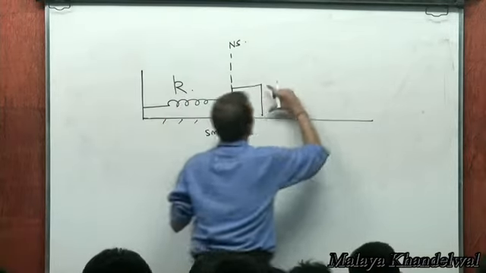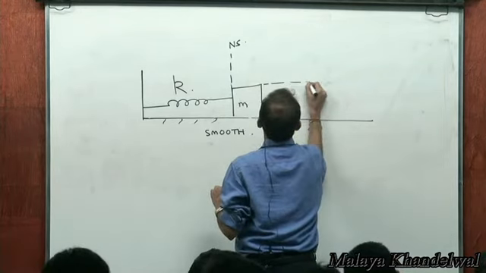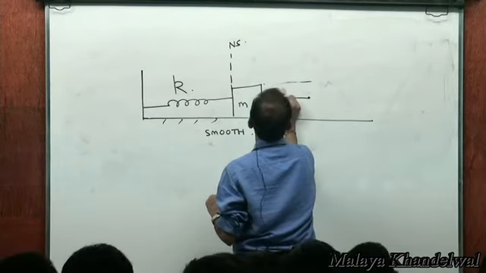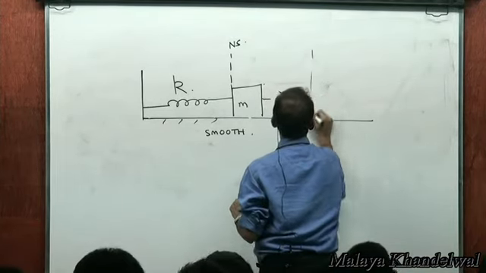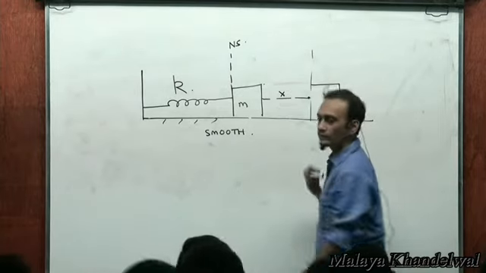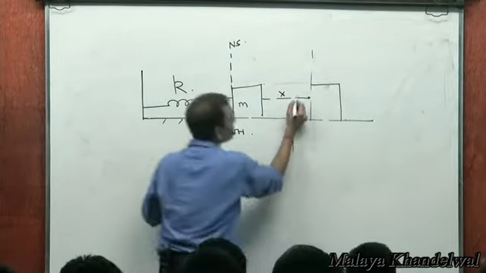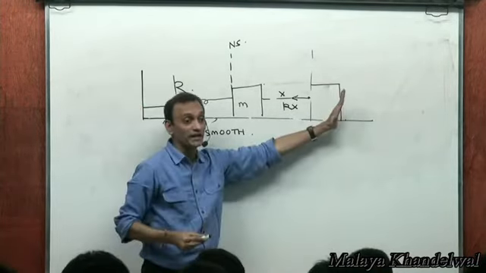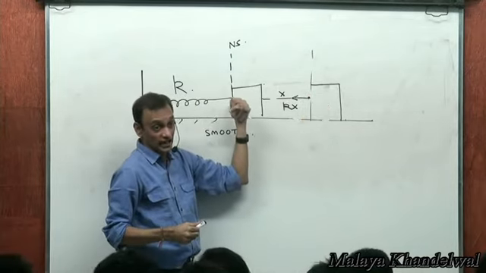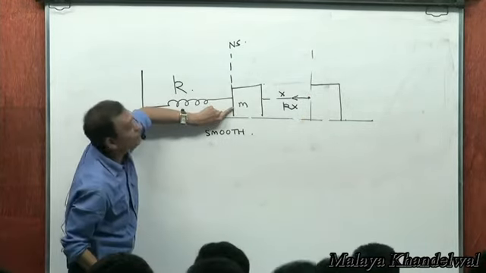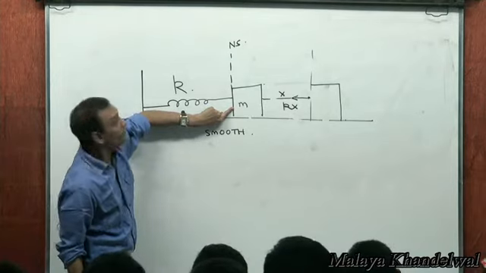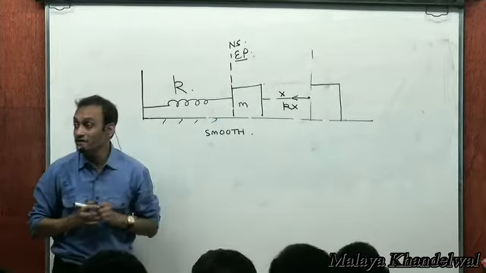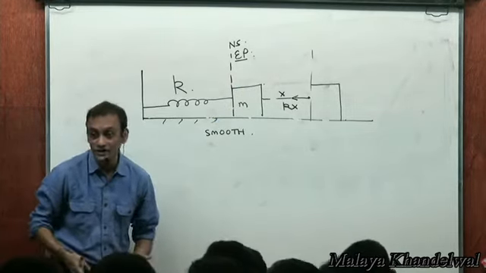Now, if someone pulls the spring by an amount x to the right, then the spring will exert a force kx to the left. If you pull the spring to the right by an amount x, the spring will exert a force kx to the left. This was the point where there was no net force acting on m. Therefore, this could be referred to as the equilibrium position, no net force acting.